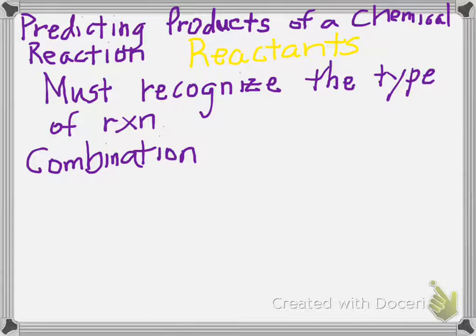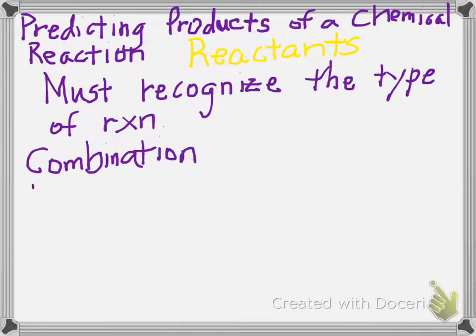Well, if they're asking you to predict the products of it, all you're going to see for your reactants for a combination reaction are 2 of them, and they're both going to be elements. And one's going to be a metal, and one will be a nonmetal, so that you produce an ionic compound. Okay? So, again, if it's a combination reaction, you're going to have 2 elements reacting. Okay?